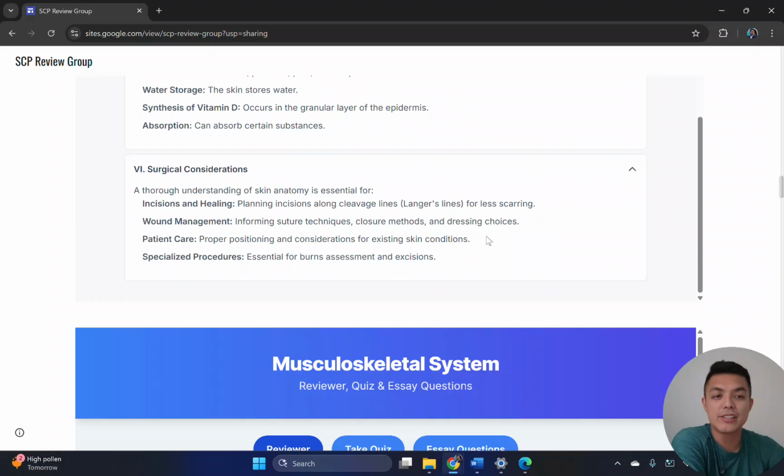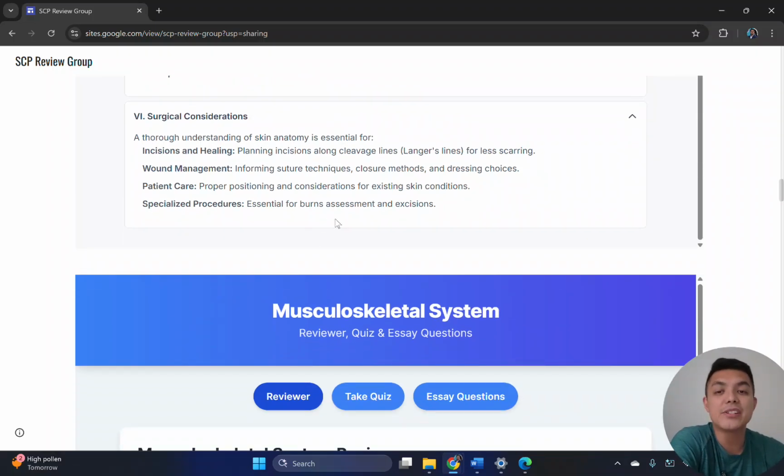Next are surgical considerations. A thorough understanding of skin anatomy is essential for these things. First is incisions and healing. So, planning incisions along cleavage lines or Langer's lines. This is for less scarring. Next is wound management, informing suture techniques, closure methods, and dressing choices, depending on what the patient needs.